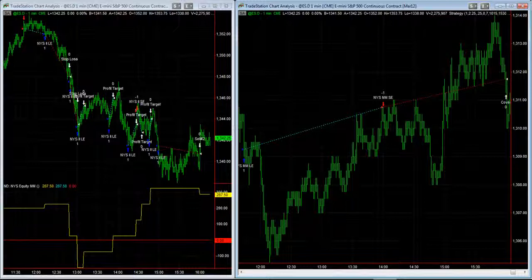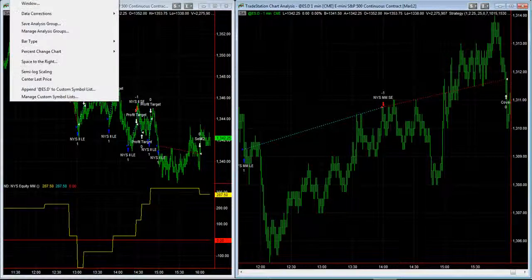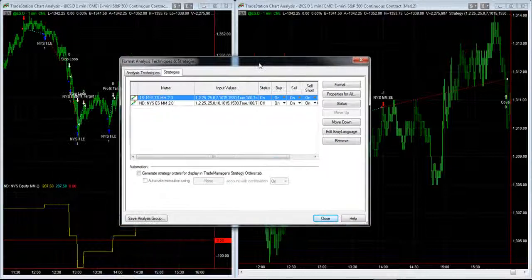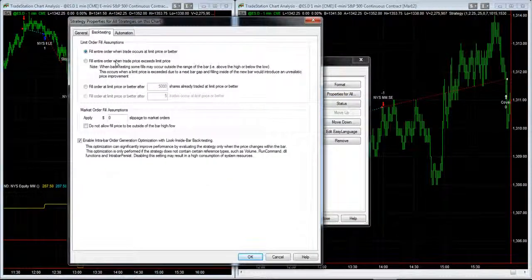And I want to show you what this looks like when we go in here and we format the strategy to show, let's see, back testing, fill entire order when the trade price exceeds the limit price. So all our limit orders will not show up historically unless the price actually traded through it. That way you know in real time it would have actually traded through and got through.